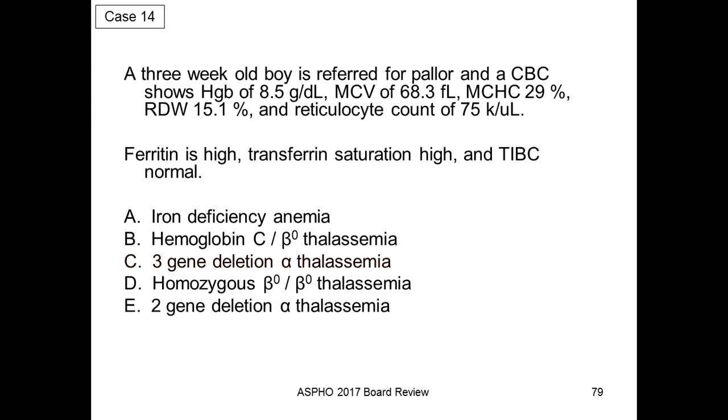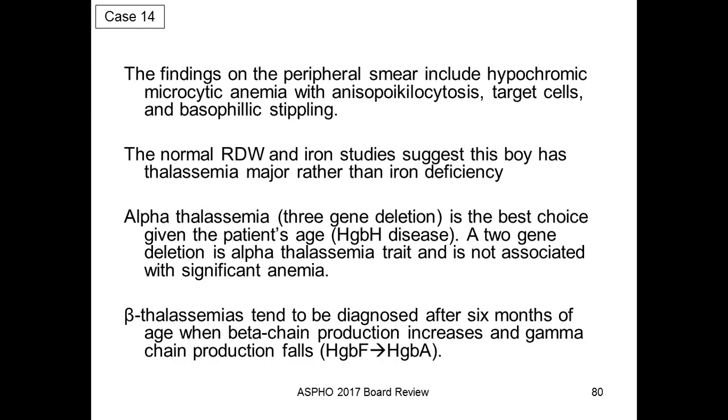Okay, so this is an example of 3-gene deletion in alpha thalassemia. It has significant anemia, microcytosis, anisopoikilocytosis. The cells are hypochromic, and there are target cells and basophilic stippling. So the normal RDW and iron studies suggest this boy has thalassemia major rather than iron deficiency. So the 3-gene deletion of alpha thal is the best choice given the patient's age.